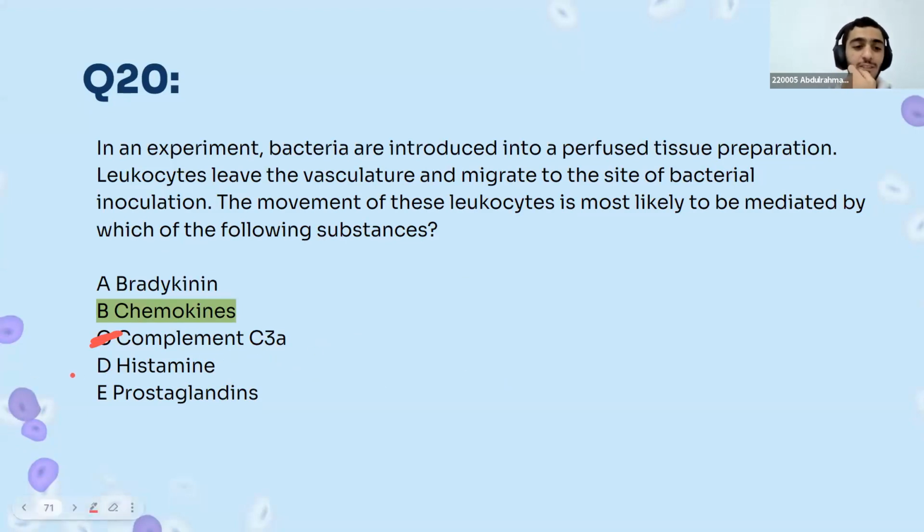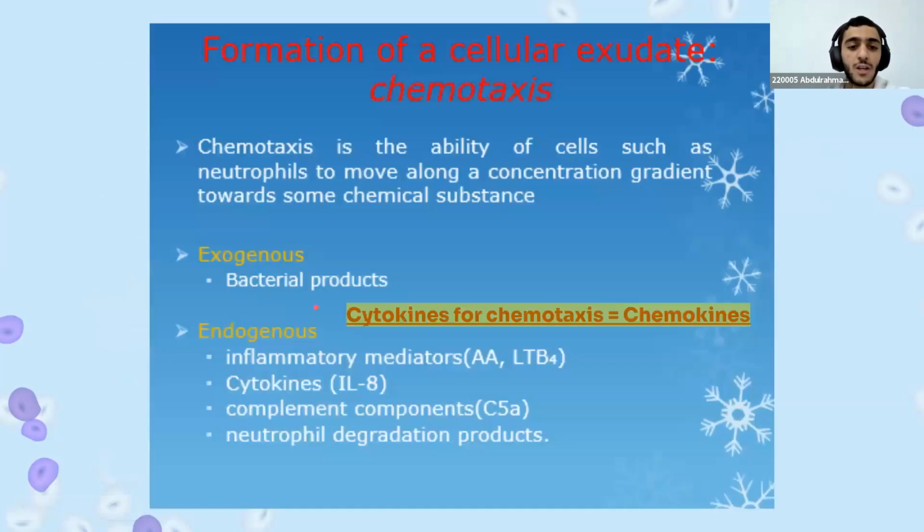And histamine is a vasodilator. This question is talking about movement and not dilation, so that is why D is wrong. Prostaglandins are responsible for permeability and pain and other things. They're not responsible for moving, so you don't pick E. Bradykinin is similar to prostaglandins. It's not really responsible for movement. So basically the answer left is chemokines.